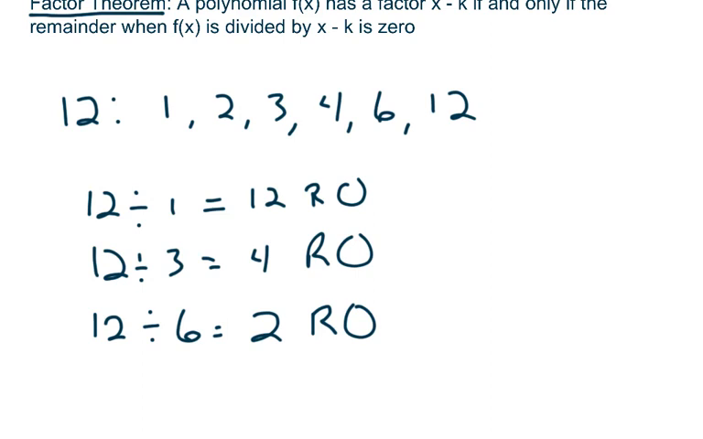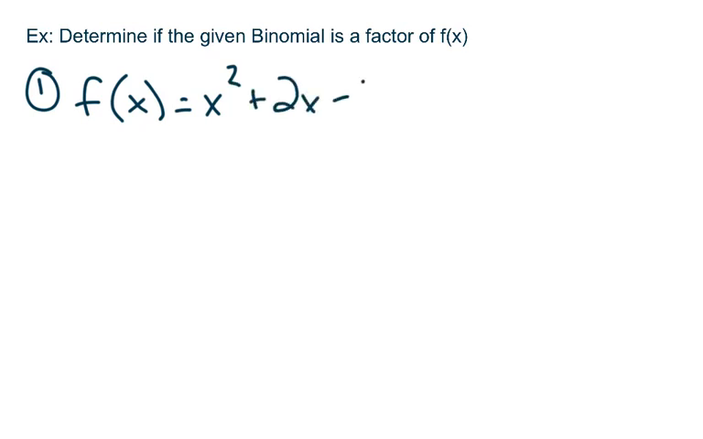We can apply that same theory to polynomials. The question is going to say, determine whether the given binomial is a factor of f of x. You'll be given f of x equal to something like x squared plus 2x minus 4, and then they will give you a factor, x minus 2. If this binomial is indeed a factor of f of x, the remainder should be 0. If you get a remainder anything other than 0, then it's not a factor.